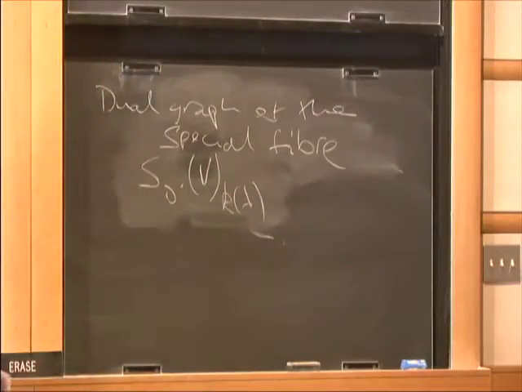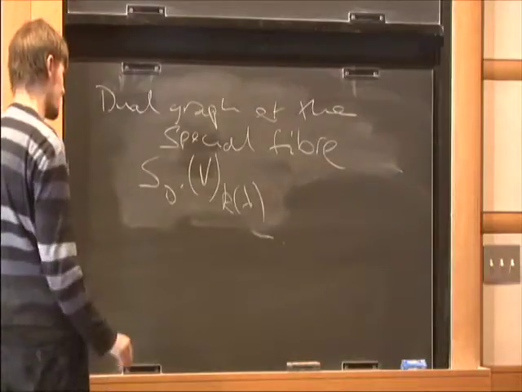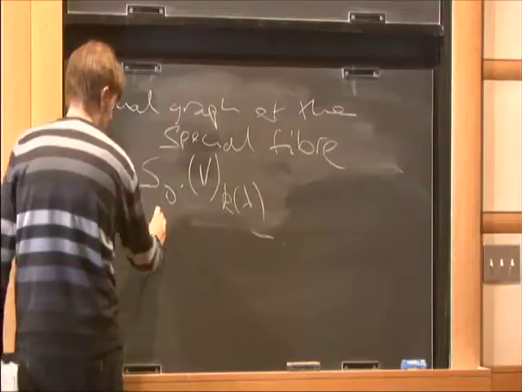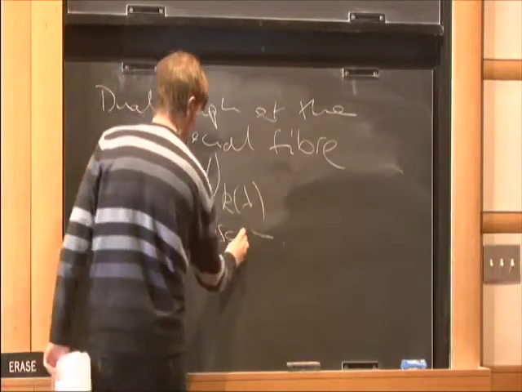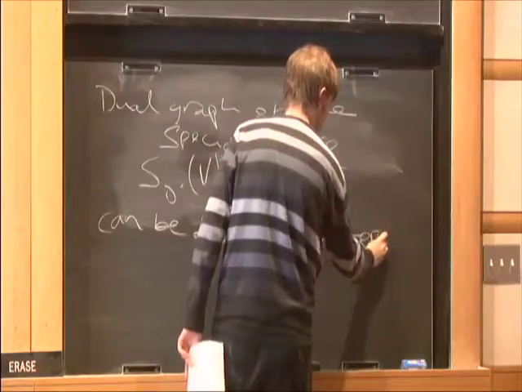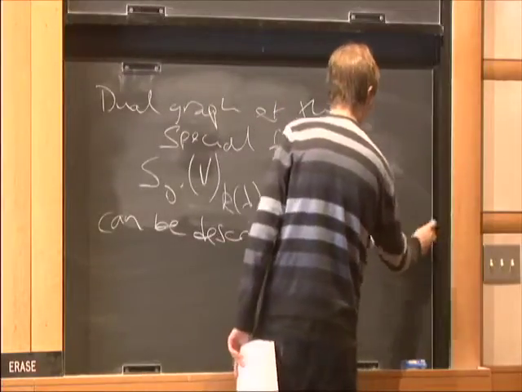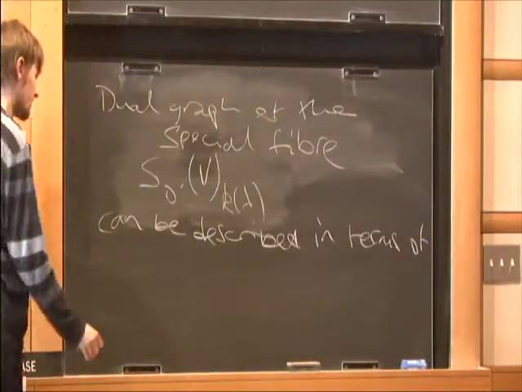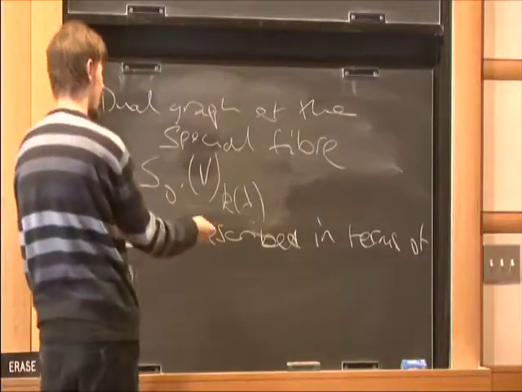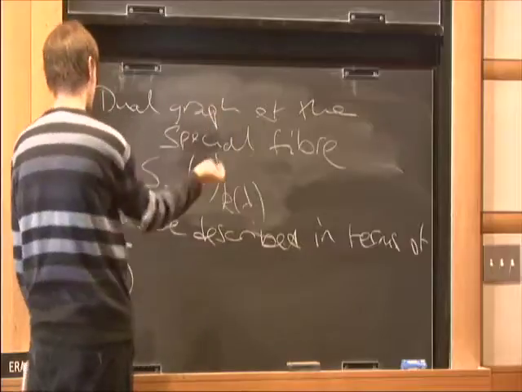I'm not going to write it down precisely, but it has a nice kind of combinatorial description in terms of a definite quaternion algebra. So it can be described in terms of a definite quaternion algebra, which I'll call D primed, where we've kind of interchanged the invariants at lambda and infinity.